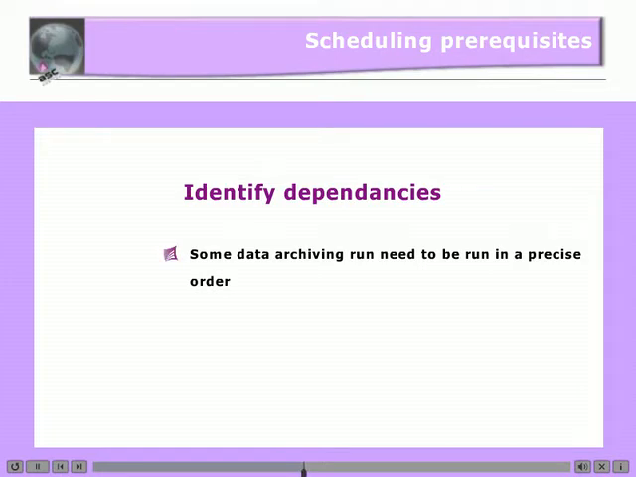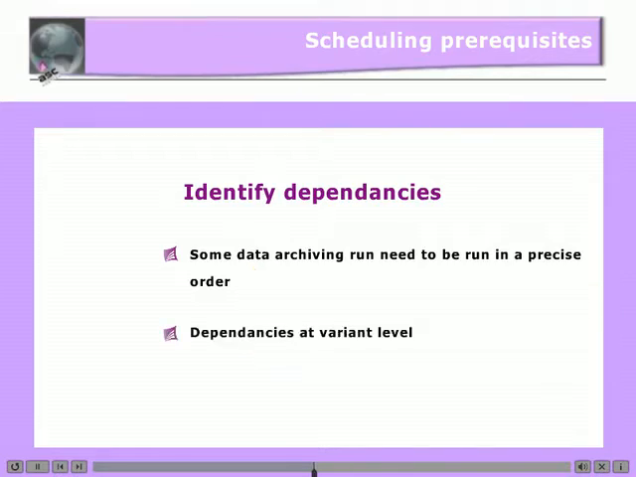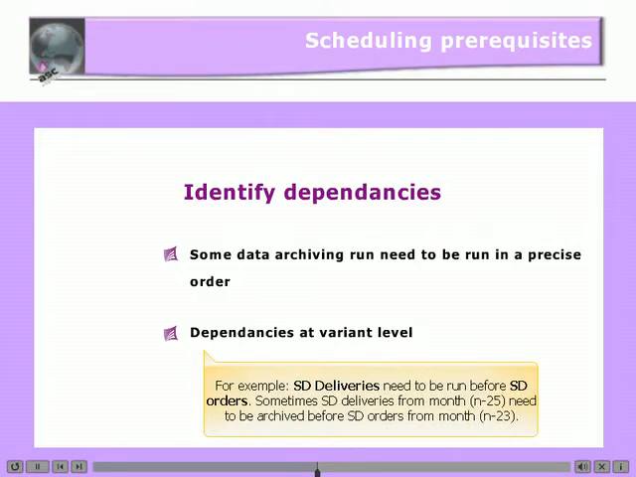Next step is to deal with scheduling prerequisites. For instance, some archiving objects allow for item data archiving or total archiving. One example is when archiving special ledger documents using FISL data. More important, some data archiving runs need to be performed in a precise order. Key point here is that dependencies are not defined at job level but at variant level. A typical dependency comes from sales and distribution. Sales delivery, RVLIKP, needs to be archived before sales order, SD_VBAK, so scheduling is variant dependent.